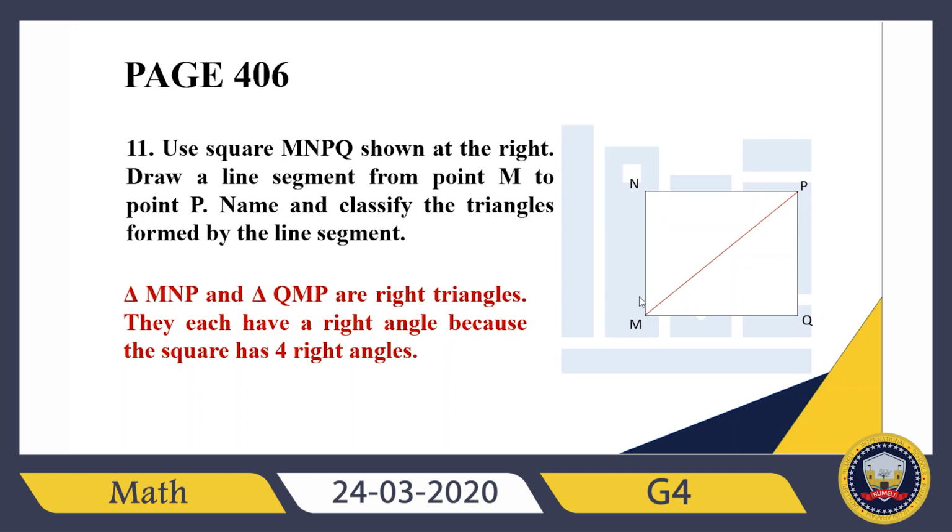So for example, for triangle MNP, angle M and angle P will be acute angles, but angle N will be a right angle, because the square has 4 right angles. One of them is here, the other one is here, the other one is here, and the other one is here. But if I put a line here, I already cut the right angles from angle M and angle P. But I know angle N and angle Q are right angles. So this triangle is an example of a right triangle.